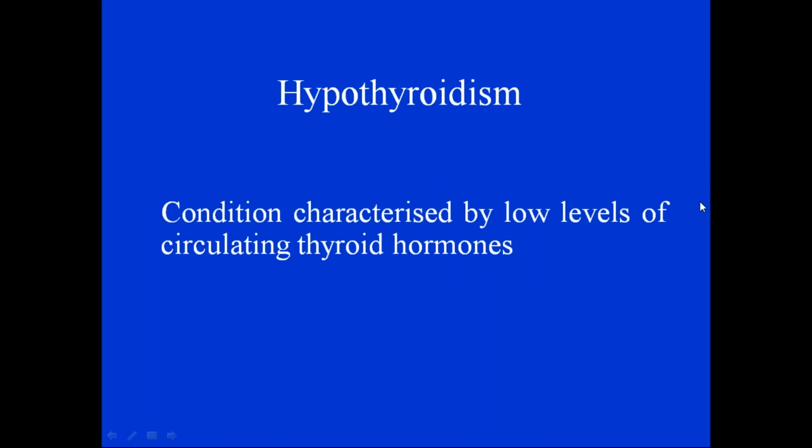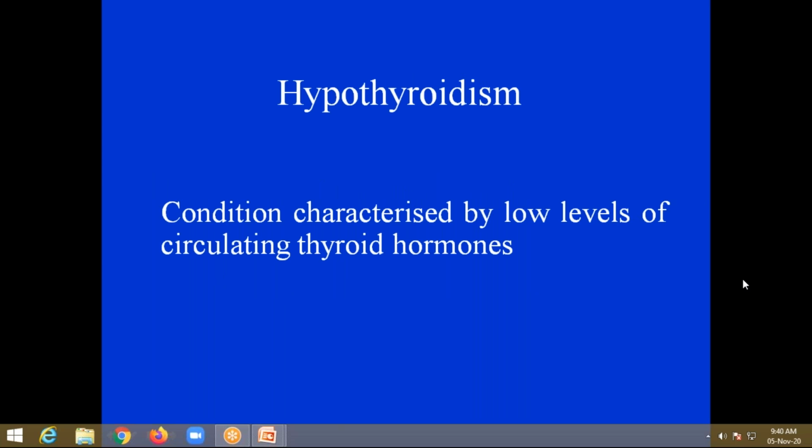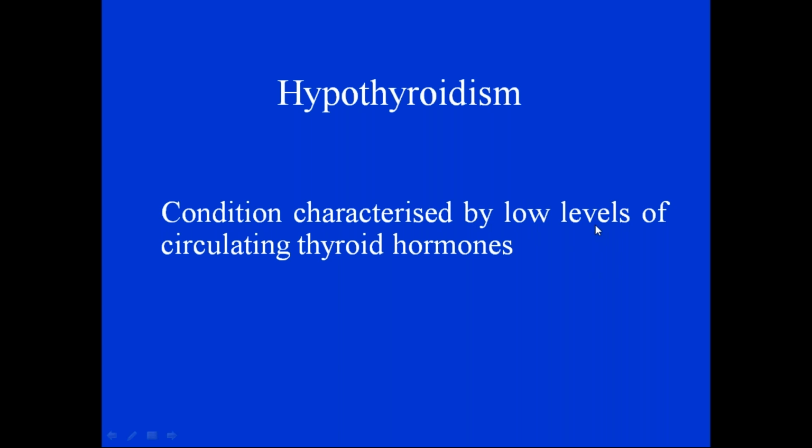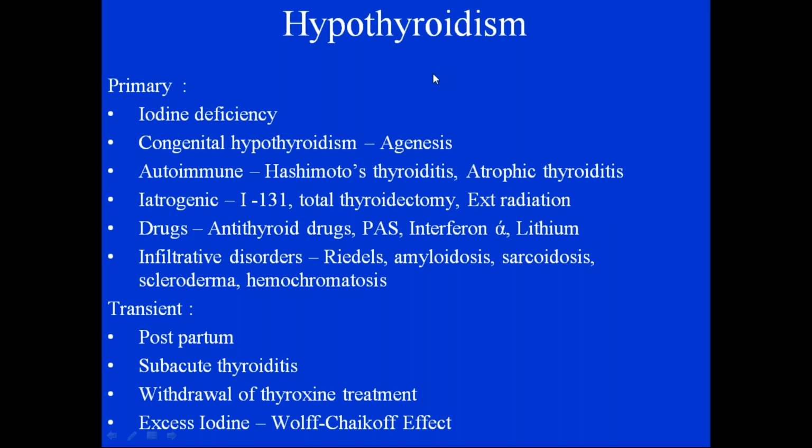So the most common condition generally we encounter in our OPDs is hypothyroidism. Okay, so generally we see most of the people with hypothyroid symptoms. So it is the condition characterized by low levels of circulating thyroid hormone. So then again, hypothyroidism is classified as primary, transient, and secondary.